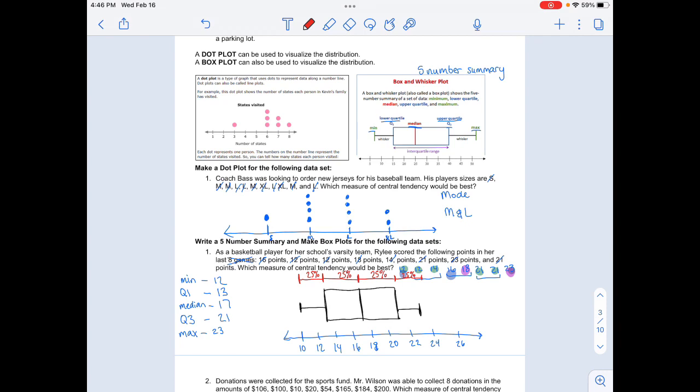So, you could be asked a question that says, what percent of games did Riley score more than 13 points? Well, the ones that she scored more than 13 points would add up to 75% of games. If you were asked, say, what percent of games did Riley score less than 17 points, that would be 50%.